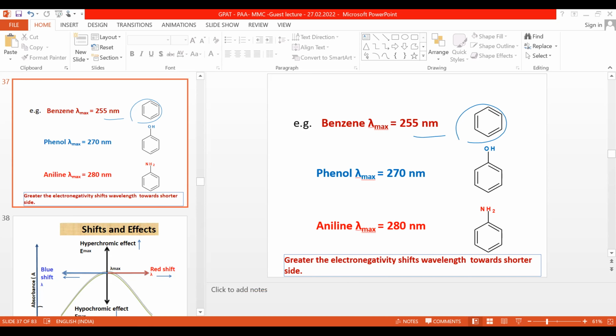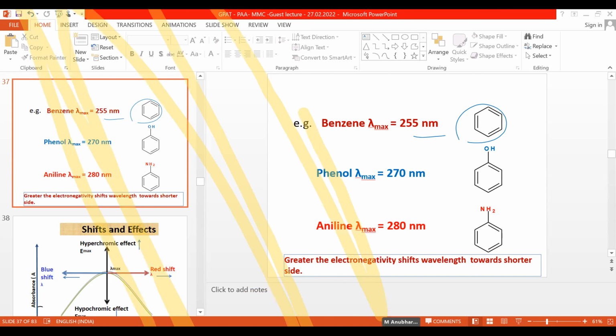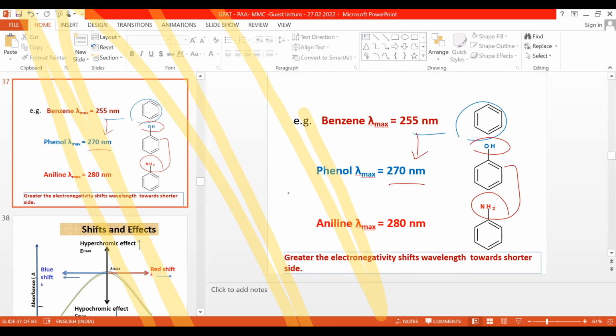Similarly, when you introduce another group, the amino group, into the system, you can see there is an increase in the wavelength, to 280 nanometer. So why is there an increase to 280 nanometer from 270? Because of the introduction of this electron donating group, the amino group. Now the question arises, why does amino absorb at higher wavelength compared to the hydroxyl group, 270 to 280? Both are electron donating groups, but what is the difference?